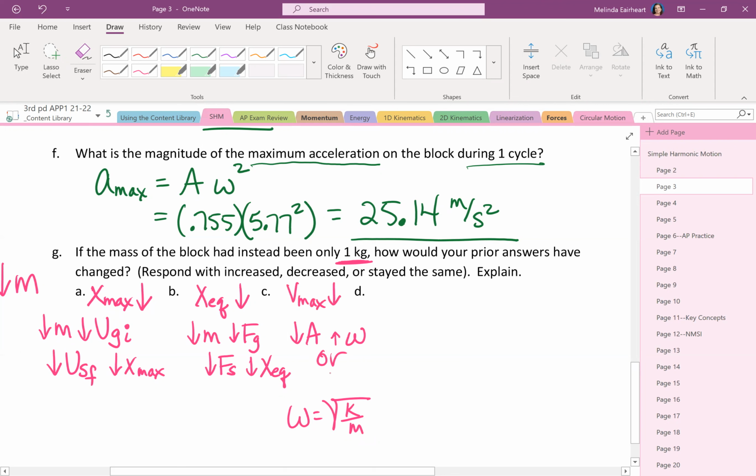And if you use energy, it may be easier to see. So maybe check out the key there. Look at the energy statement. You'll have less kinetic energy available, and so there's going to be a smaller max speed. Nothing was constant in the Vmax equals A omega.